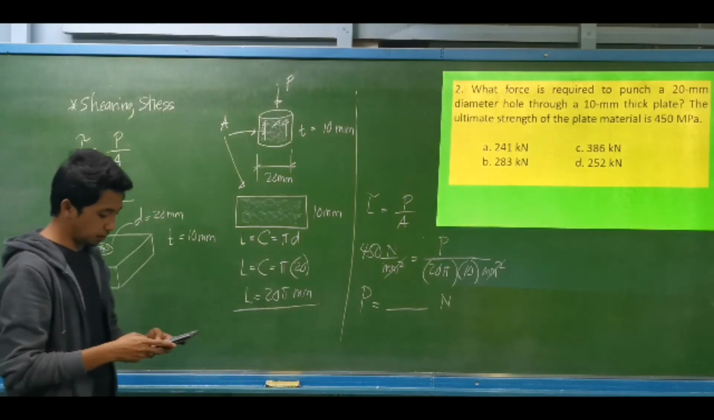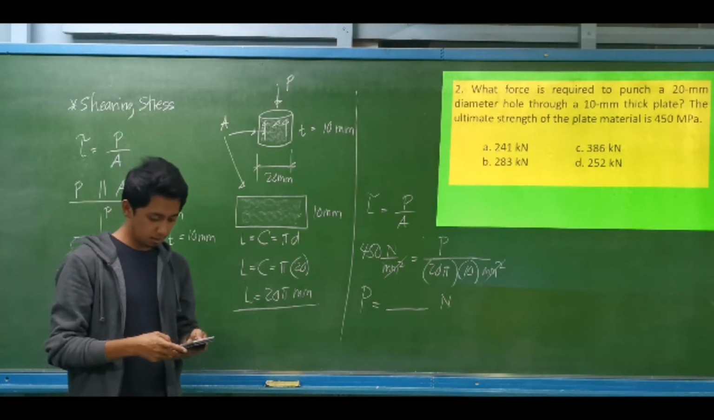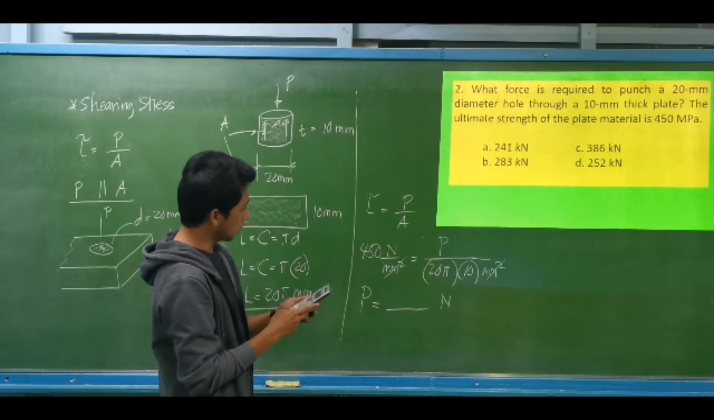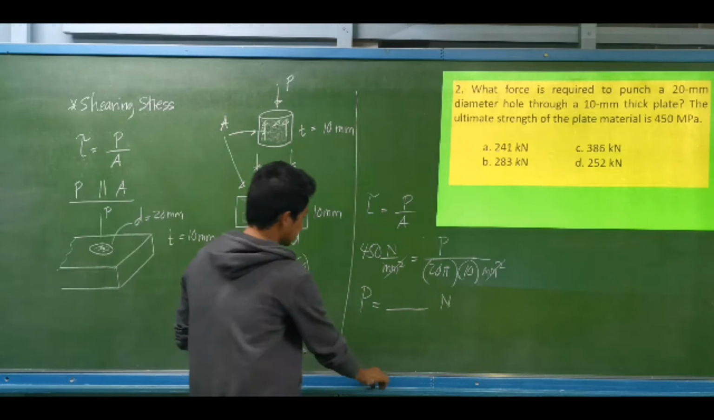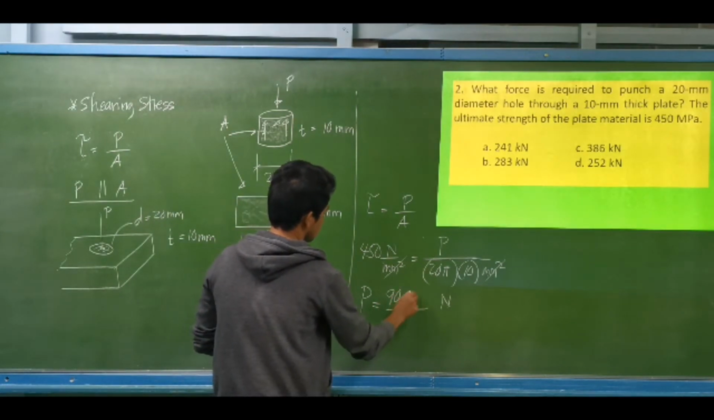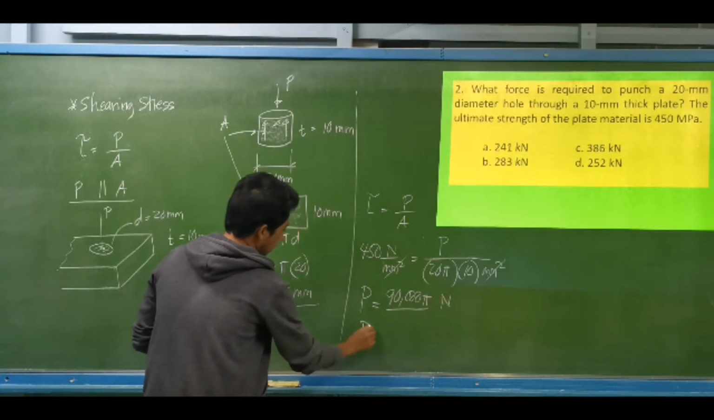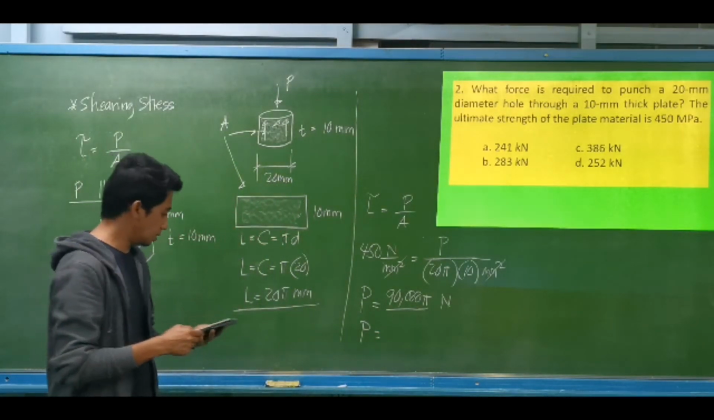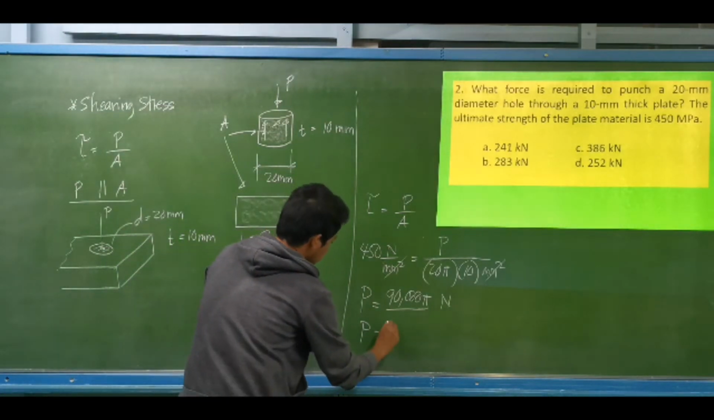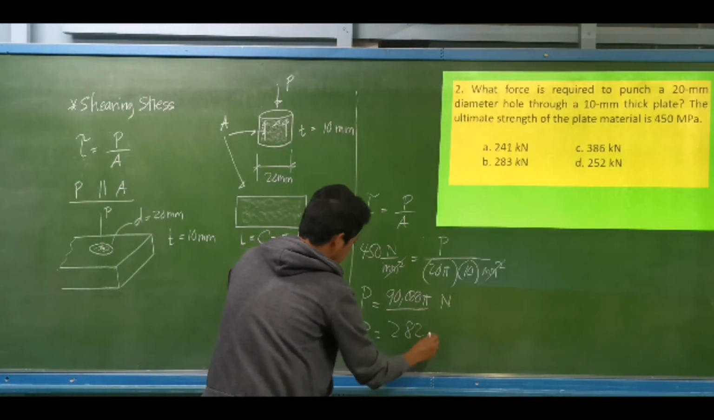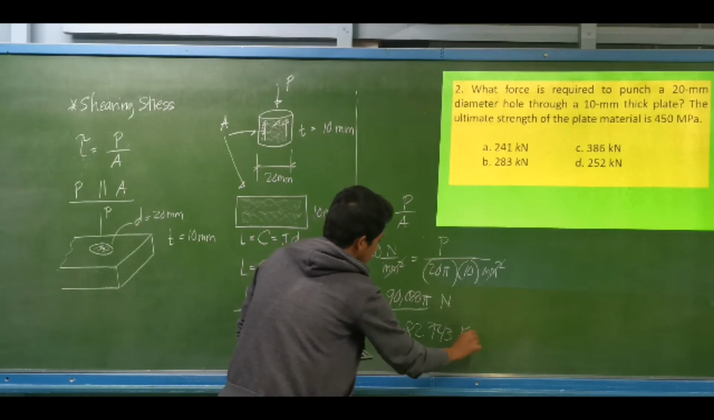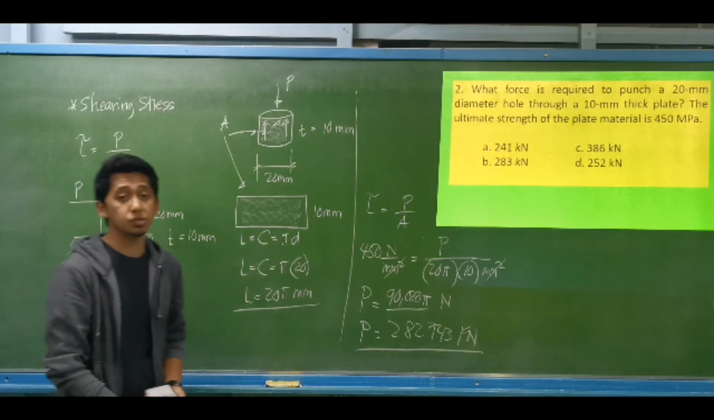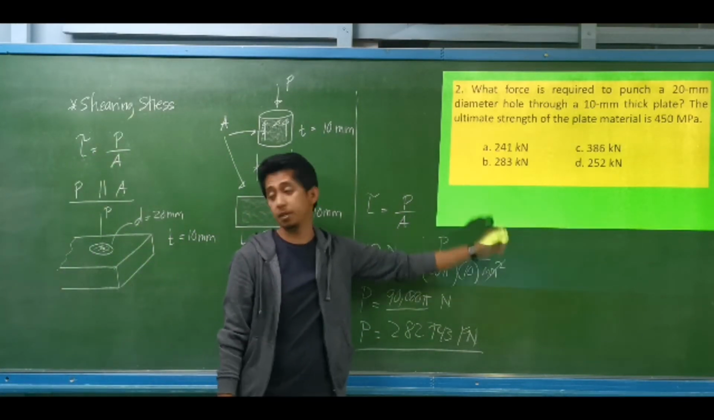So we have 450 multiplied by 20 pi times 10. That is 90,000 pi newtons, or in kilonewtons, 90 pi, or 282.743 kilonewtons. So 282.743 kilonewtons, and on our choices, we have that as letter B.